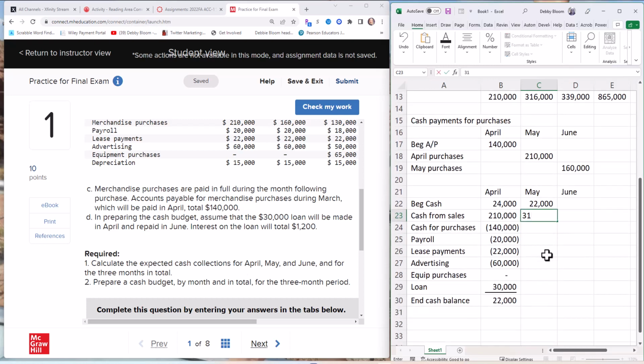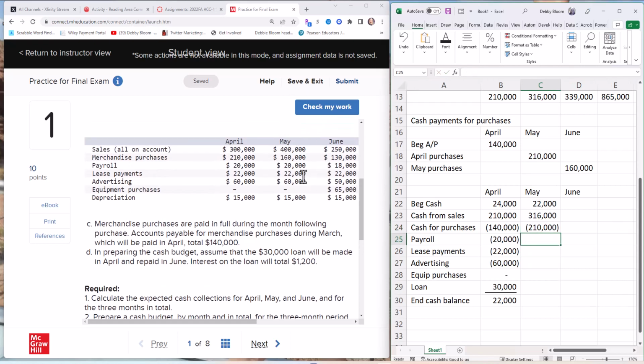The next thing in May, we budgeted $316,000 cash from sales, and we budgeted $210,000 in May that we're going to pay for April's purchases. Now I go right down the list. May payroll is $20,000. Lease payments are $22,000. Advertising is $60,000. No equipment purchases, and no loan is budgeted for May. So we can add everything up, and our budgeted ending cash balance for May, $26,000.